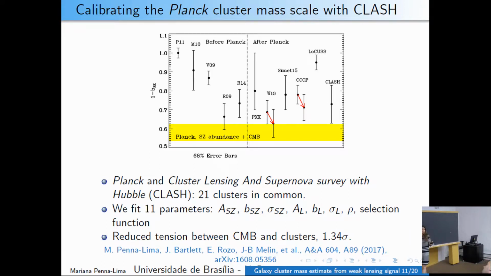So try to fit your selection function. Use this methodology and do physics, study the astrophysics, the cosmology, and also the selection function, using all the data you can. Specifically, we reduce the tension between CMB and clusters to this point, and that's it.